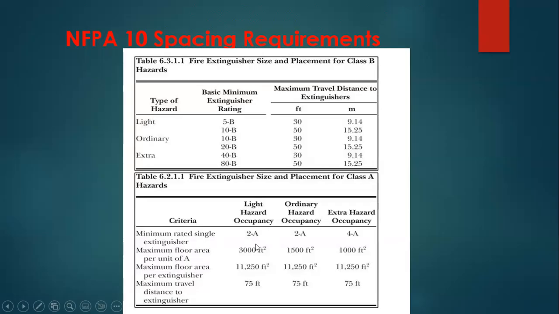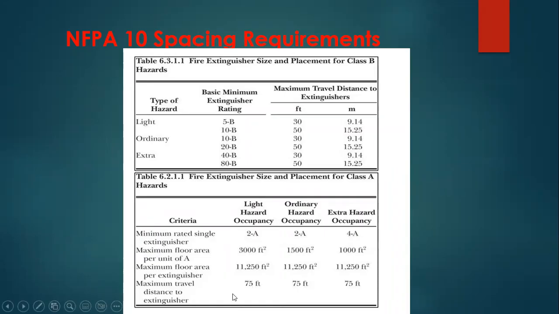So for light hazard it's 2A, ordinary hazard 2A, extra hazard 4A. Maximum floor area: for light hazard 3,000 square foot, ordinary hazard 15,000 square foot, extra hazard 1,000. This is something they can ask in the examination, because it can be used for explanation. For example, the maximum travel distance to an extinguisher, you can see here, is 75 feet.